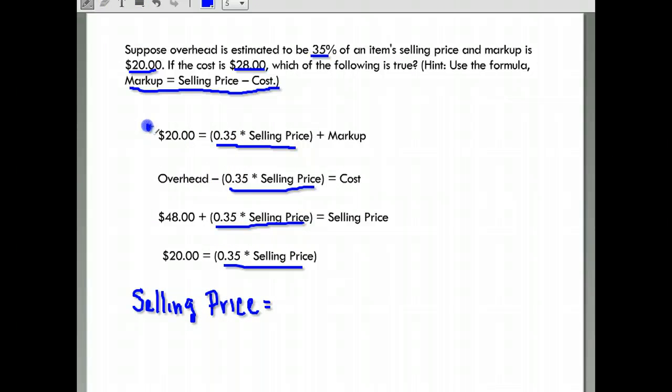Okay, which of these four options is true? All right, so let's take a look. What would 0.35 times the sell price give us? Notice our overhead is 35%. So 35% of the selling price, that's our overhead. So this part of each of these equations is the overhead.